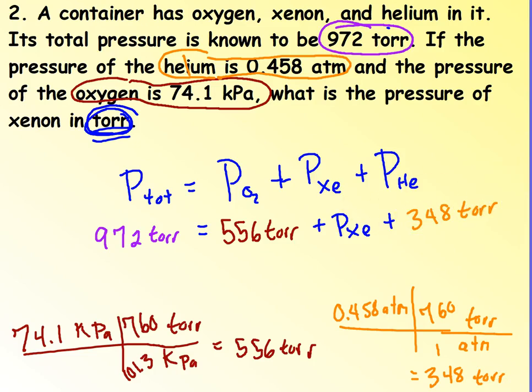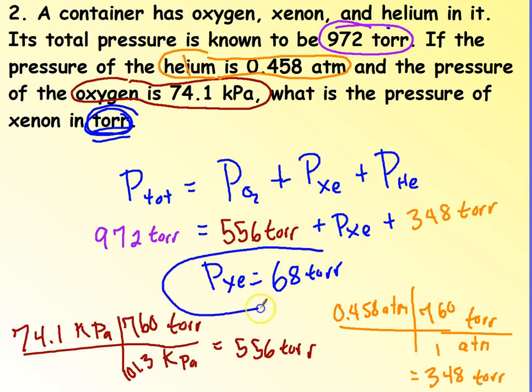Solving for my missing one, I would add these two up and then subtract from 972. So the pressure of xenon is going to equal 972 minus 556 minus 348. I got 68 torr. So less than the others, but it still has a pressure.